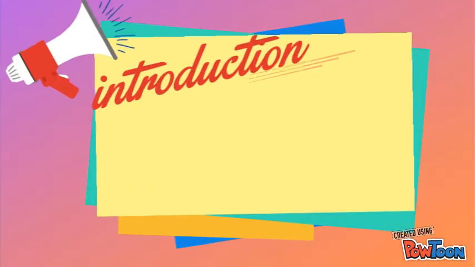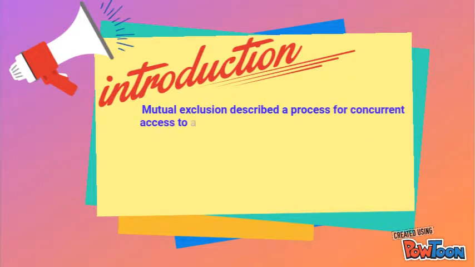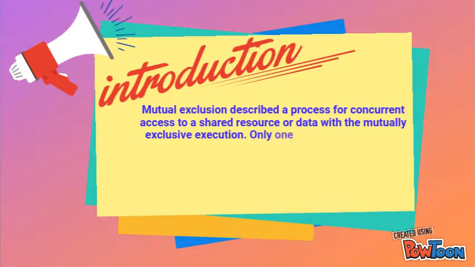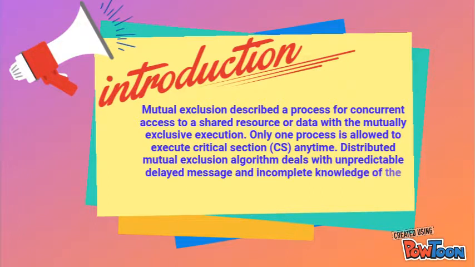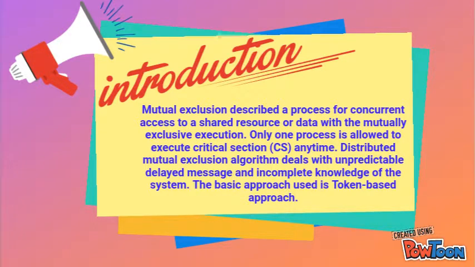Mutual exclusion describes a process for concurrent access to a shared resource or data with a mutually exclusive execution. Only one process is allowed to execute the critical section at any time. These algorithms deal with unpredictable delayed messages and incomplete knowledge of the system. The basic approach used is the token-based approach.